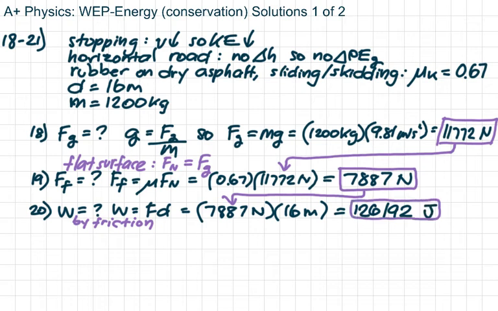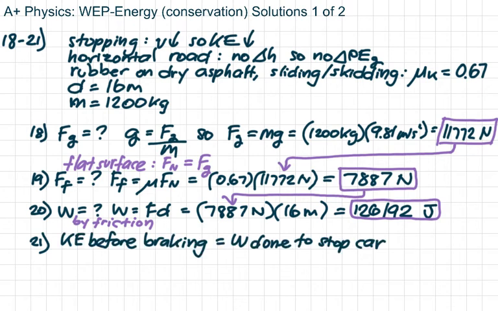Now, you might be asking yourself, what does any of this have to do with conservation of energy? That is where number 21 comes in. And it says, assuming energy is conserved, calculate the speed of the car before the brakes were applied. Well, how the heck can you get that? Well, the car had kinetic energy when it was moving, and the kinetic energy, remember, reduced. Why? Because work was done to stop the car. Kinetic energy before the braking was done is equal to the work done to stop the car. That eventually becomes heat. It heats up the brakes.